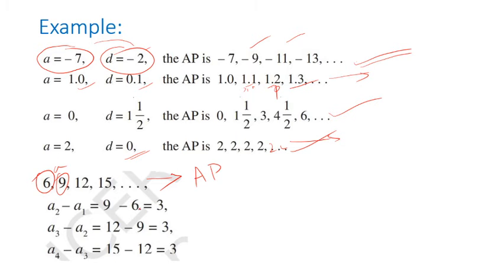And the common difference is the subtraction between the next term and the previous term, the successive term and the preceding term. If you subtract these values you will get the common difference. Again I am telling you, do not subtract the previous term from the next term. Always it should be a2 minus a1, not a1 minus a2, right?